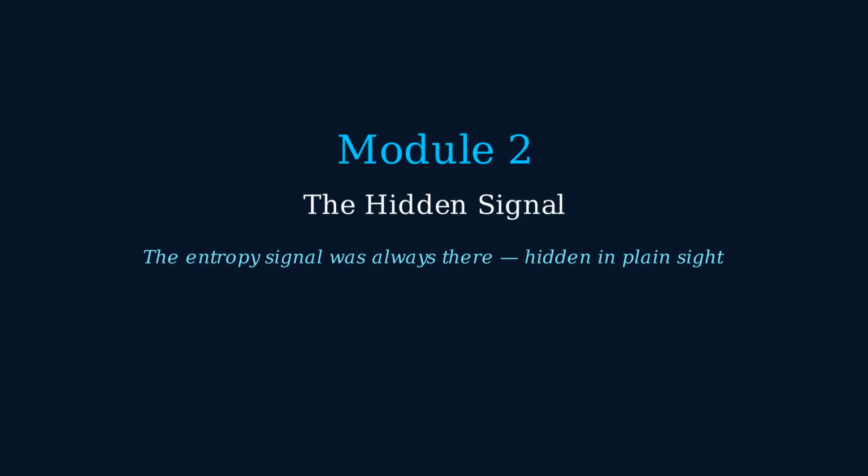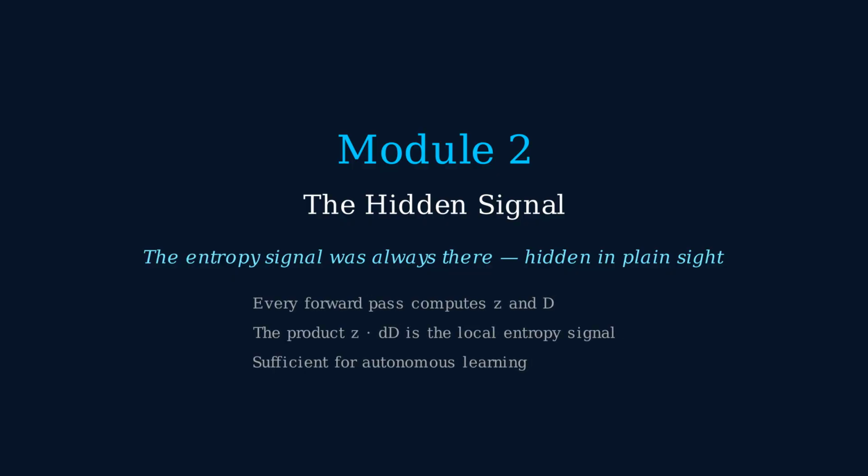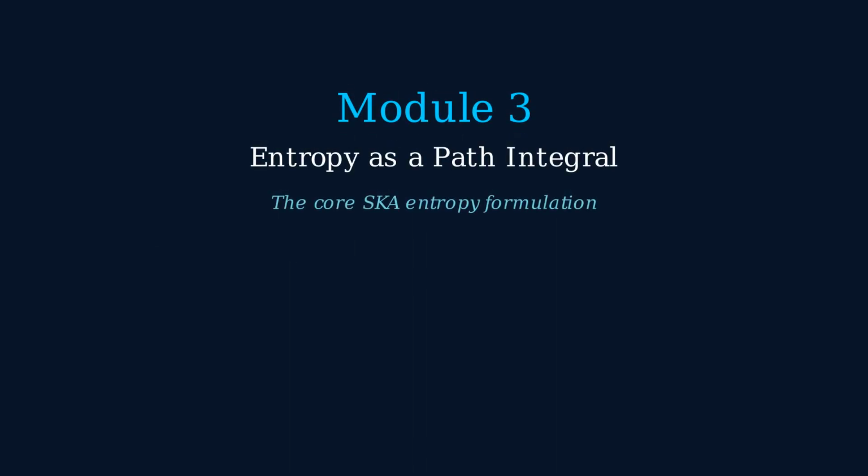Module 2, the hidden signal. This module reveals that the entropy signal z times dd has been present in every forward pass of every neural network, hidden in plain sight. Every forward pass computes z and d. Their product is the local entropy signal, and it is sufficient for each unit to learn autonomously. The signal was never designed. It was always there.